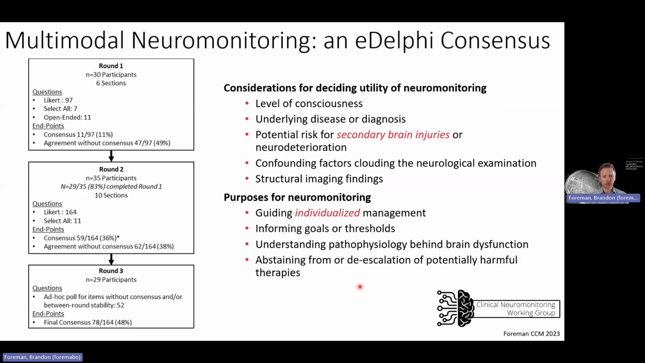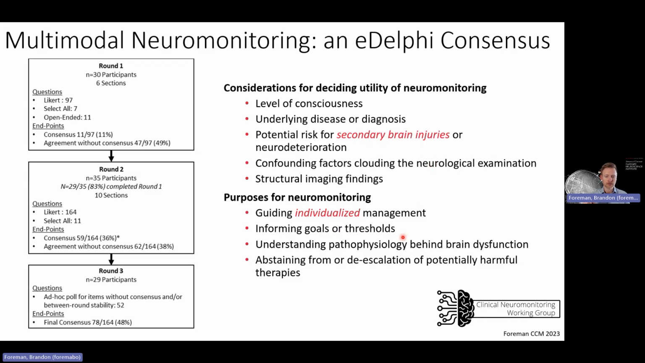And when we talk about brain tissue oxygen monitoring and its role in multimodality neuromonitoring, there's some consensus about the who and the why of why we're doing this. In our recent Delphi statement, the experts included in this Delphi process reached consensus that patients who are at the highest risk for secondary brain injuries benefit potentially from multimodality neuromonitoring, in part to guide individualized care.